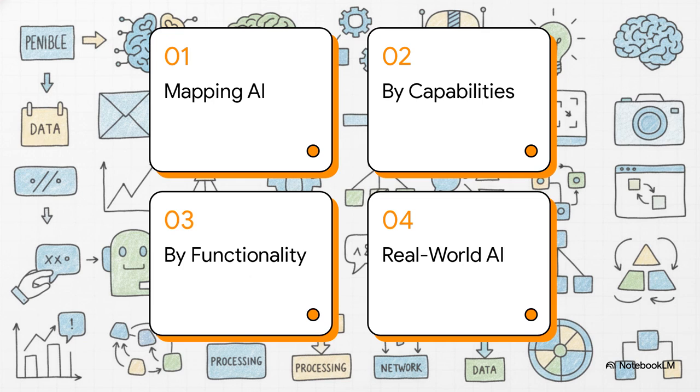Okay, let's dive into this. Here is our roadmap, basically our syllabus for today. First up, mapping artificial intelligence. Then, classification by capabilities, followed by classification by functionality. And finally, we'll wrap up with real-world AI in action.